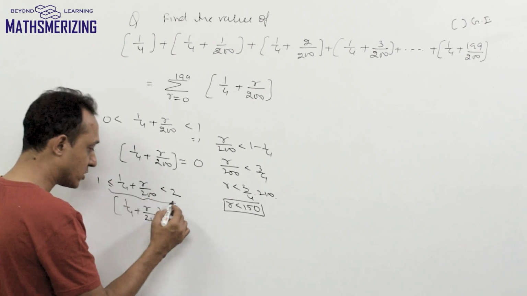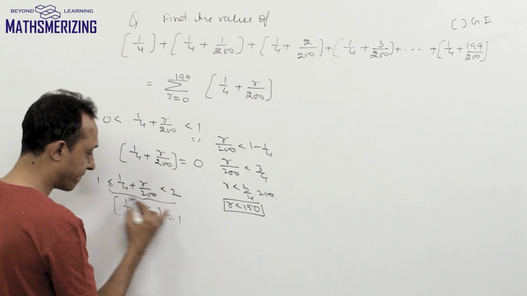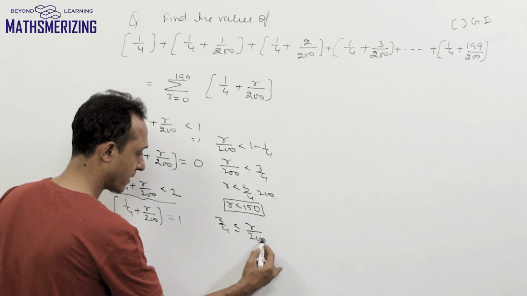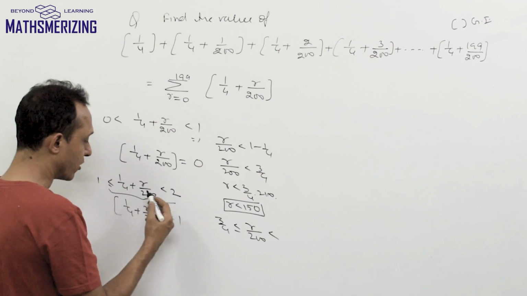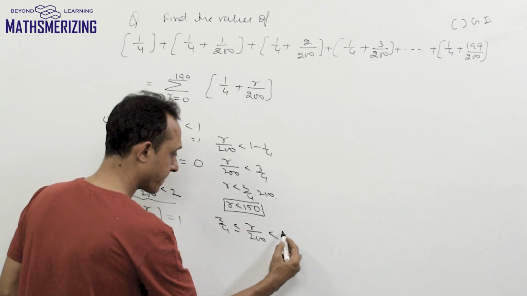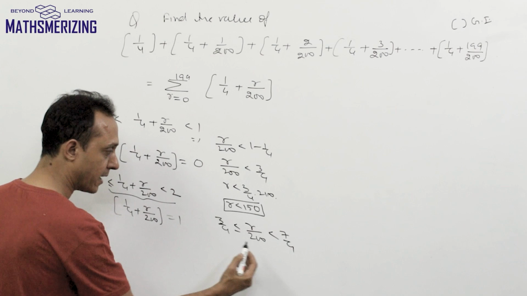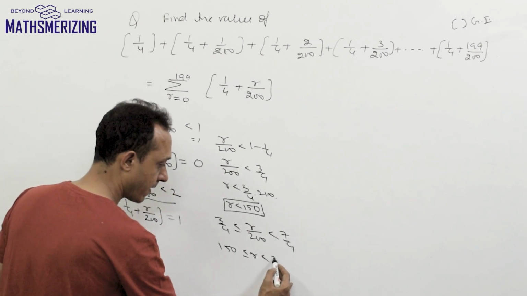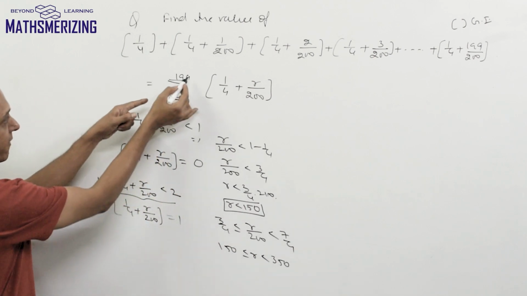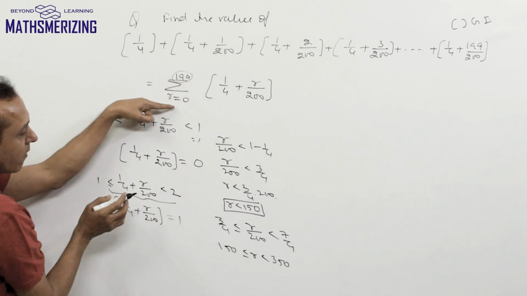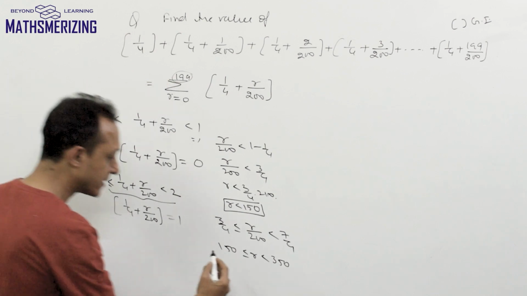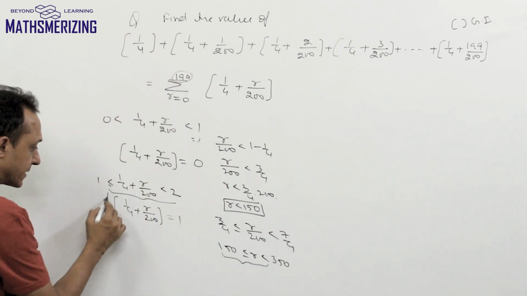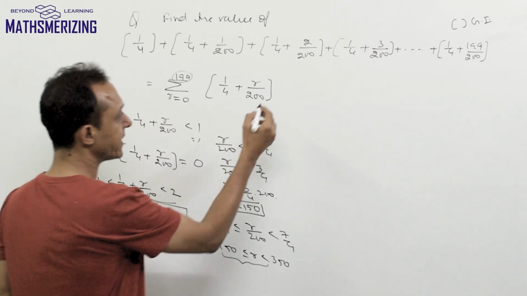Now, between these two, if I take 1 by 4 on the left and right, I can write 3 by 4 is less than r by 200 is less than 2 minus 1 by 4, so it will be 7 by 4. If I multiply it with 200, so that's 150, and then that is 350. But we do have the value of r where it goes from 150 to 199. So when the value of r lies between 150 and 199, its greatest integral function will be simply 1. So I'll express it in two parts.